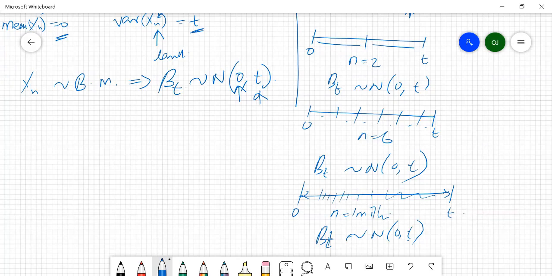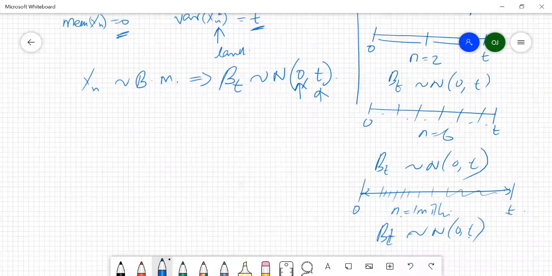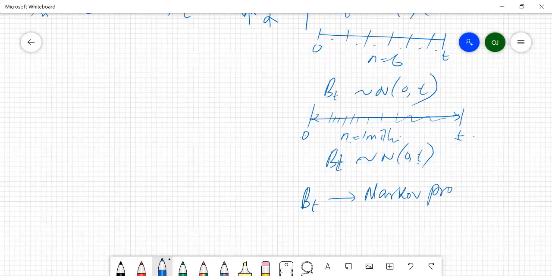So the behavior within this range is dependent on the time interval 0 and t, not n. That's number one. Number two, we are talking of Brownian motion. Bt is a Markov process. Markov means we are talking of a memoryless process.